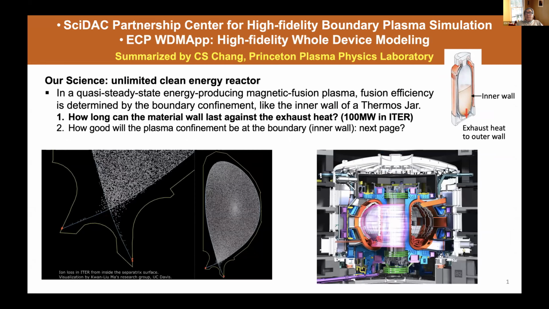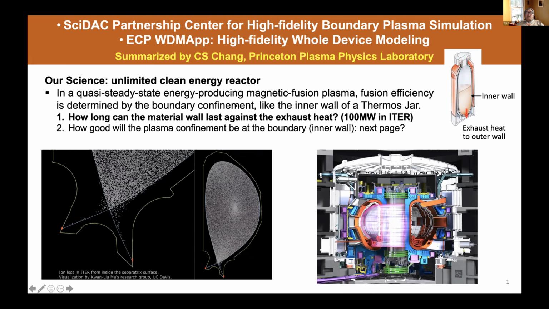So I am the lead PI for the SciDAC Partnership Center for High Fidelity Boundary Plasma Simulation, and also co-lead PI for the ECP WDM High Fidelity Whole Device Modeling at Princeton Plasma Physics Laboratory. The science we are after in those two centers is basically the ultimate goal of an unlimited clean energy reactor, to help the building of such a reactor. It's using the highest technology available on Earth at the moment, including computers.